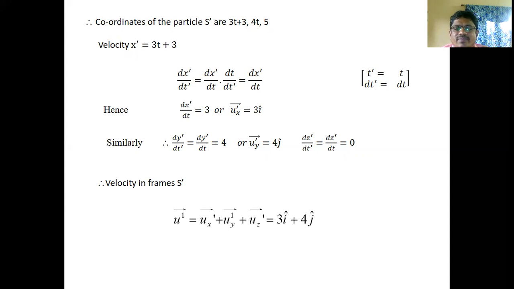Similarly, dy dash by dt dash is equal to dy dash by dt is equal to 4. So uy dash bar is equal to 4j. Similarly, dz dash by dt is equal to 0. Therefore, the velocity in frame S dash, u dash bar, is the combination of velocities along the x-axis, y-axis and z-axis, that is ux dash bar plus uy dash bar plus uz dash bar, that is equal to 3i plus 4j.